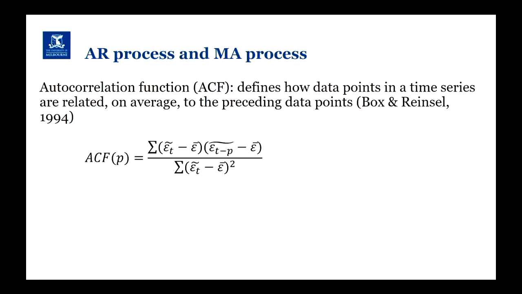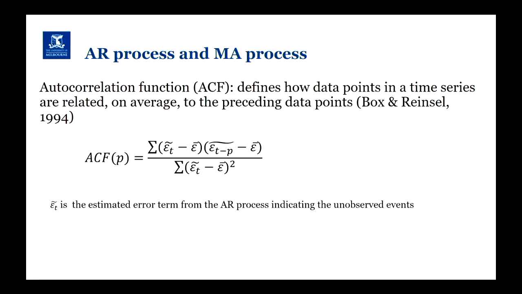And how can we test the autocorrelation? Normally we use the autocorrelation function. So we calculate the covariance between the present value, or the value at period t, and the value at period t minus p, and divided by the variance of the residue.